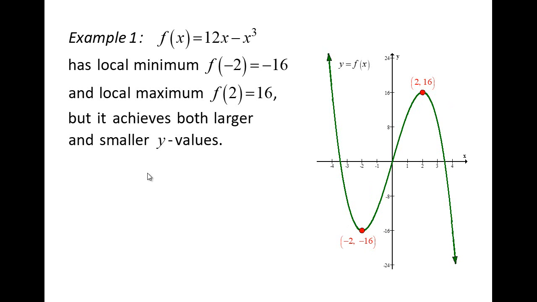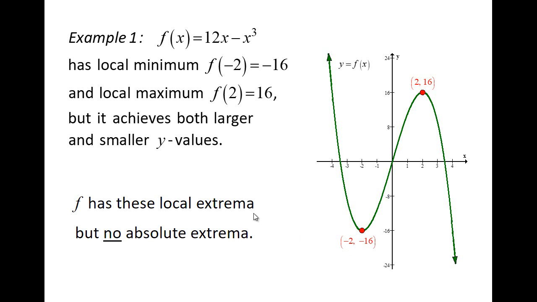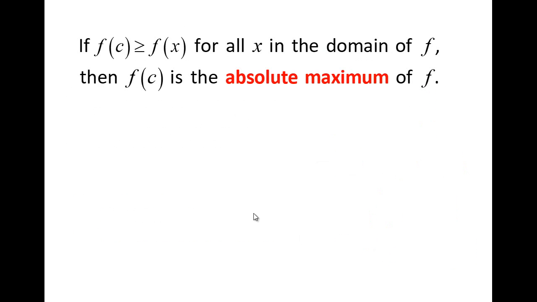Now, if we restrict the domain to, let's say, the closed interval from negative 4 to positive 4, then notice that on the interval from negative 4 to 4, f of 2 is the global max and f of negative 2 is the global min.